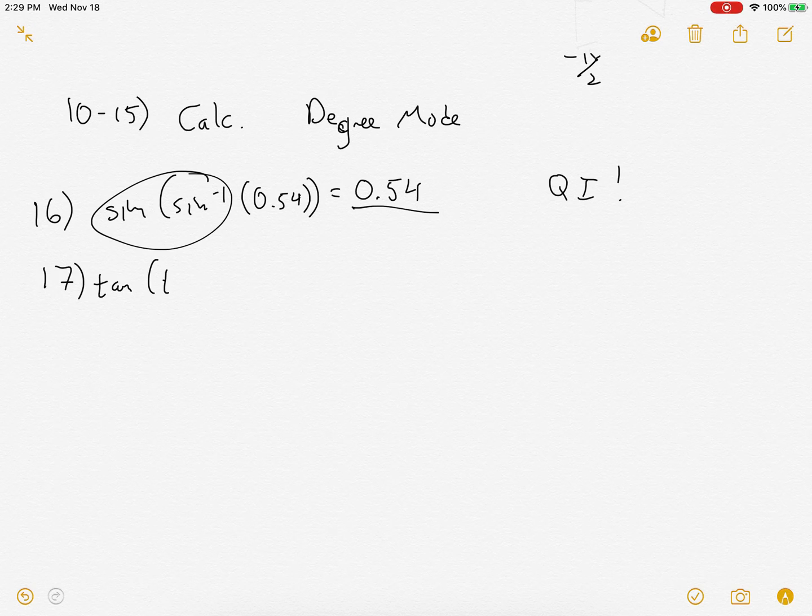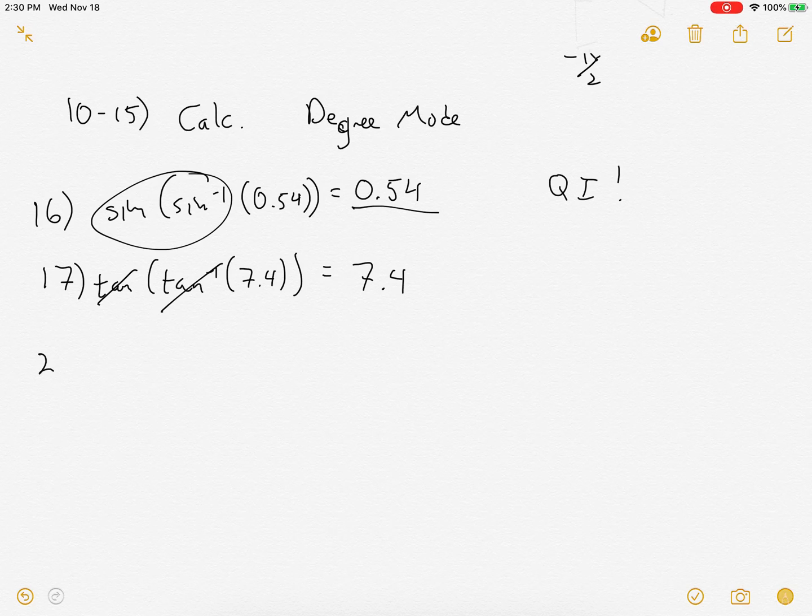Okay? 17. The tangent of the inverse tangent of 7.4. Okay, well, let's see. 7.4, oh yeah, that's in the first quadrant. That can be in the first quadrant, y over x. So, the tangent of the inverse tangent, they just cancel. So it's 7.4, so we're good.